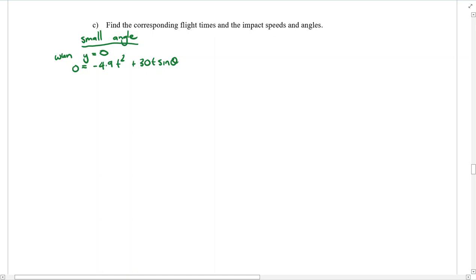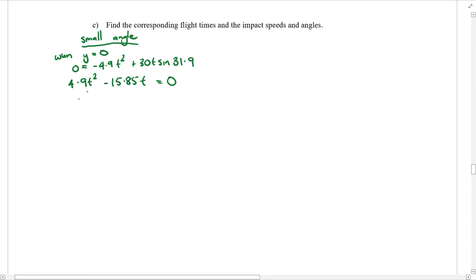But we know that we're doing this for the smaller angle, so instead of theta, I'm going to sub in my small angle, which was 31.9. Type that in, and I'm also going to rechange the order to make a positive 4.9 t squared. The 30 times the sine 31.9, what did you get? 15. Oh, good. Yeah, that's what I had too. So it's 15.85, but I'm moving everything across so that the t squared is positive, and that's equal to 0.